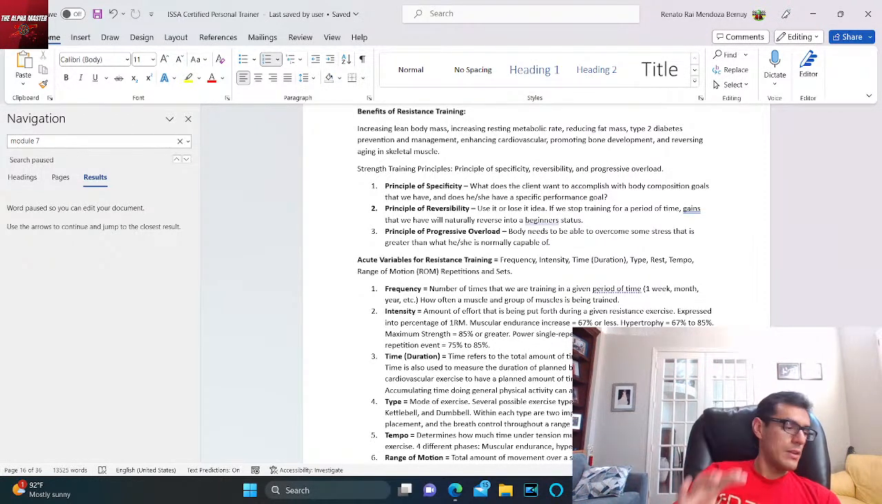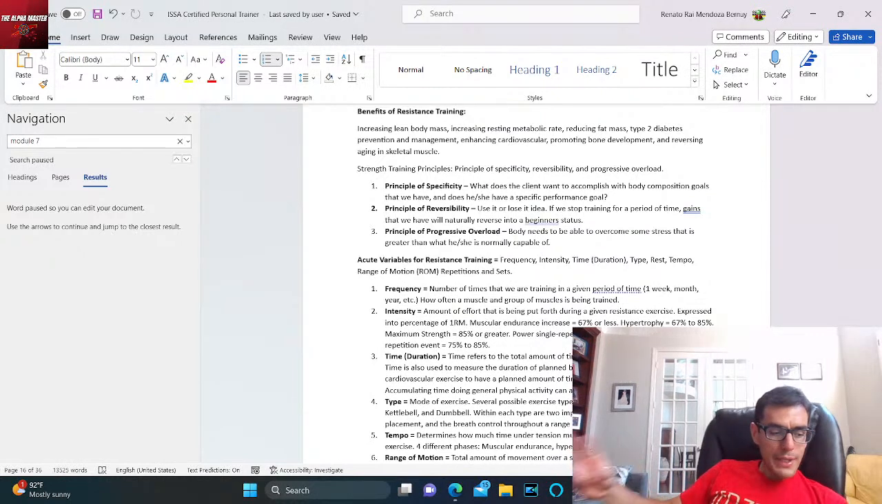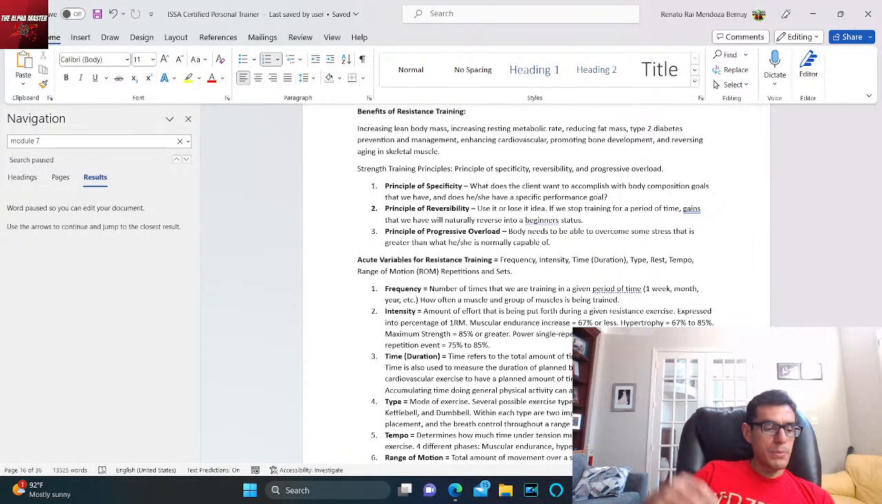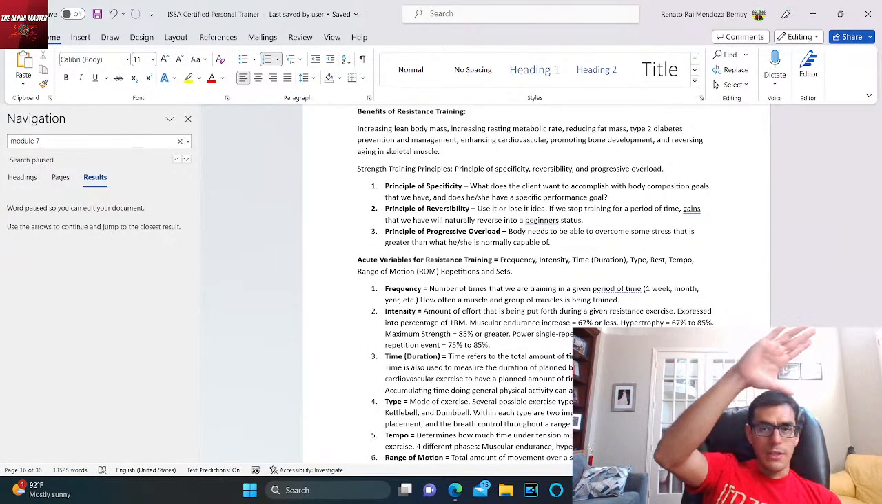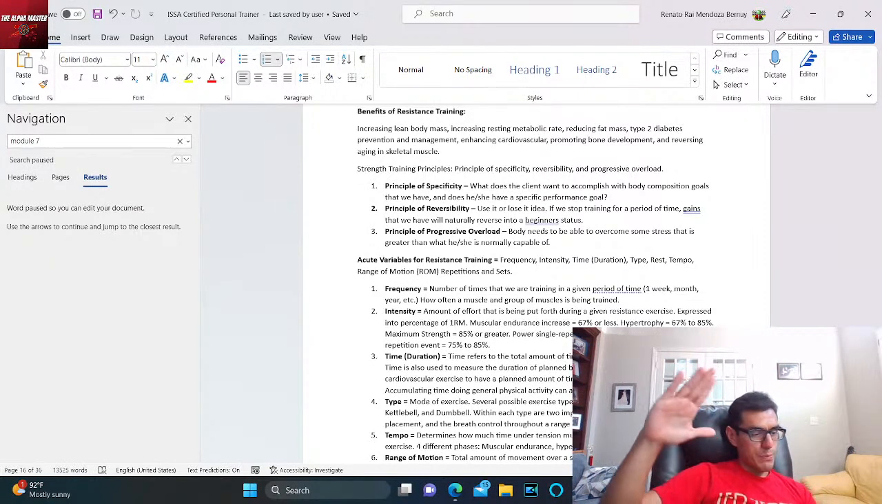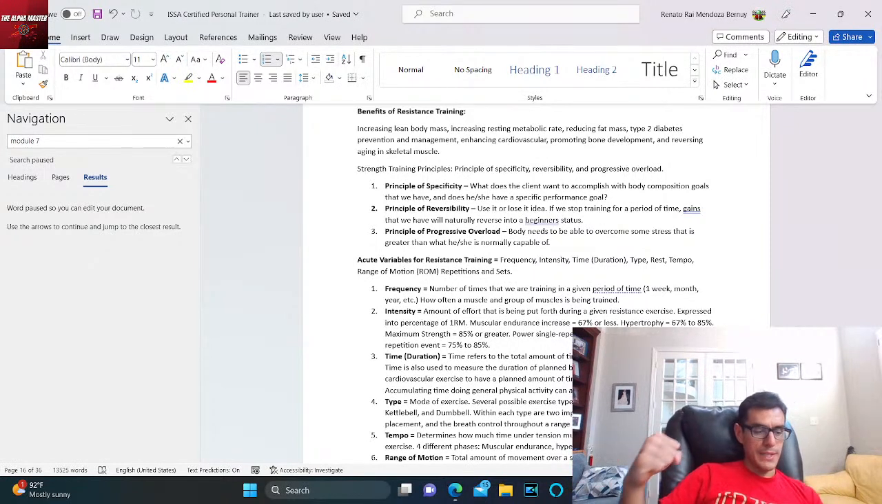You have four different phases: muscular endurance, hypertrophy, maximum strength, and power. For muscular endurance, you have a tempo of 4 seconds, 0 seconds, 6 seconds, 0 seconds. For hypertrophy, a tempo of 3-1, 3-1. For maximum strength, a tempo of 3-0, 1-0. And for power, the fastest controllable tempo. Notice how the time under tension is high for muscular endurance and gets lower with hypertrophy and maximum strength, and power is the fastest controllable tempo.